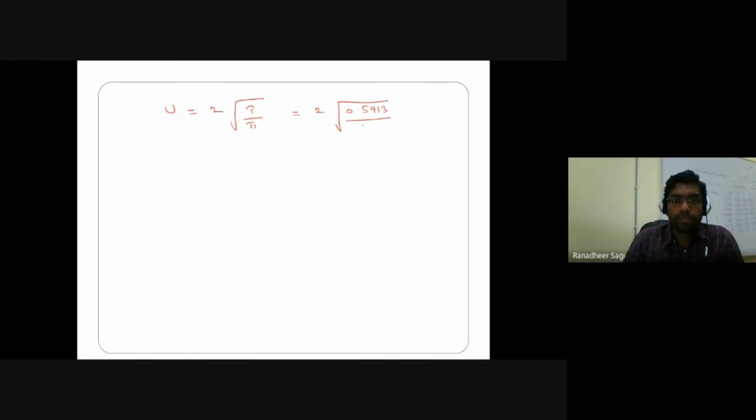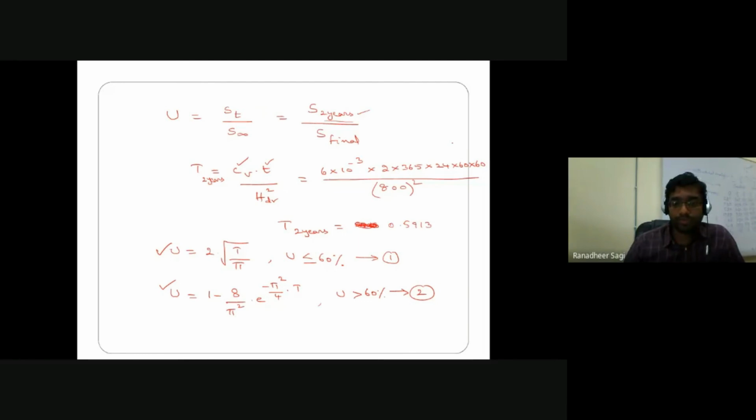And pi is nothing but 3.14. 0.86. Okay, in percentage, if I am writing it, it is nothing but 86.76%. What is that first expression telling you? First expression says that it is valid only in the case when your degree of consolidation is less than or equal to 60%. Am I correct or not?